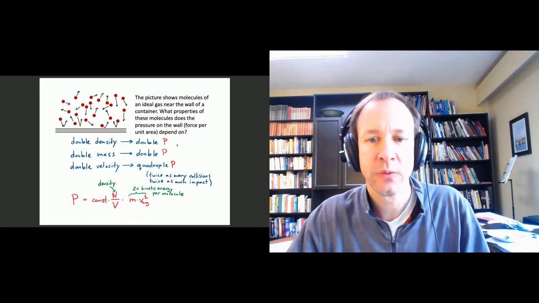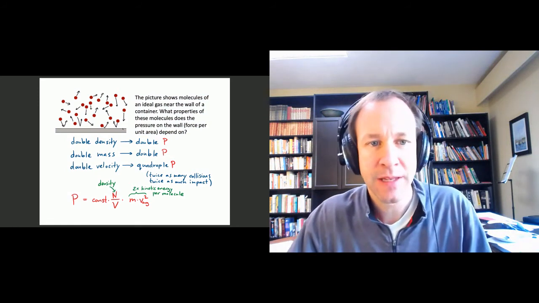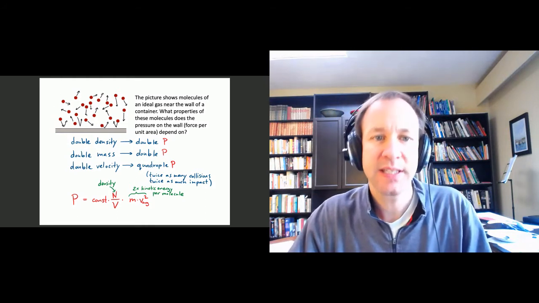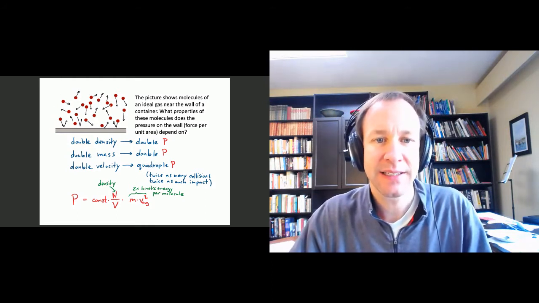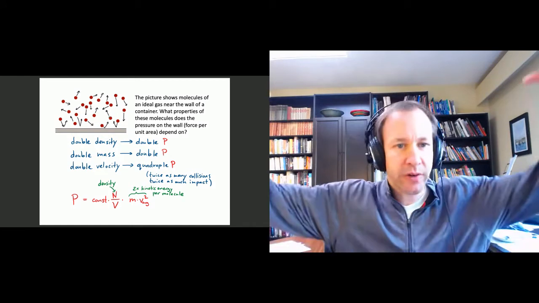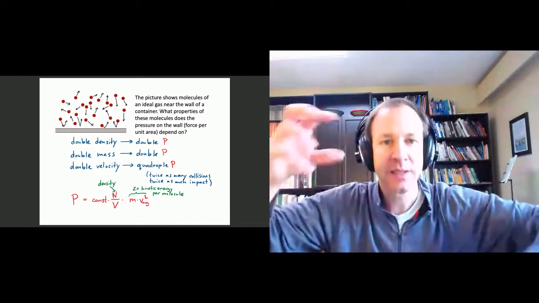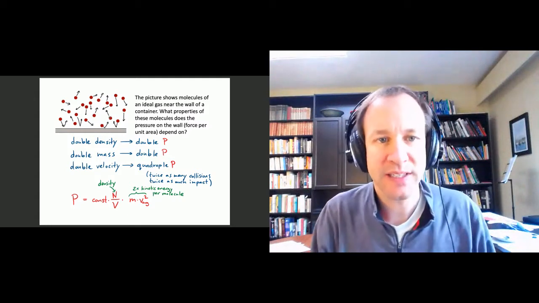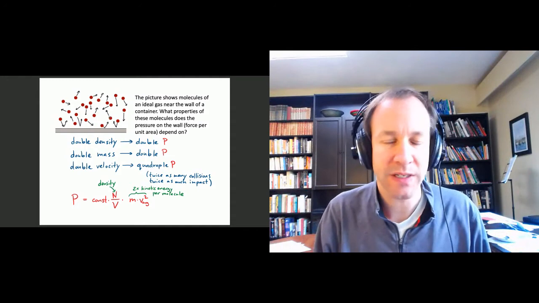Number one, we could imagine changing the density. And I already indicated that if I had, say, twice as many molecules here as I did in this picture, then we're going to get twice as many collisions per unit time. And if I keep everything else the same, that'll just lead to twice as much pressure, twice as much force per area.